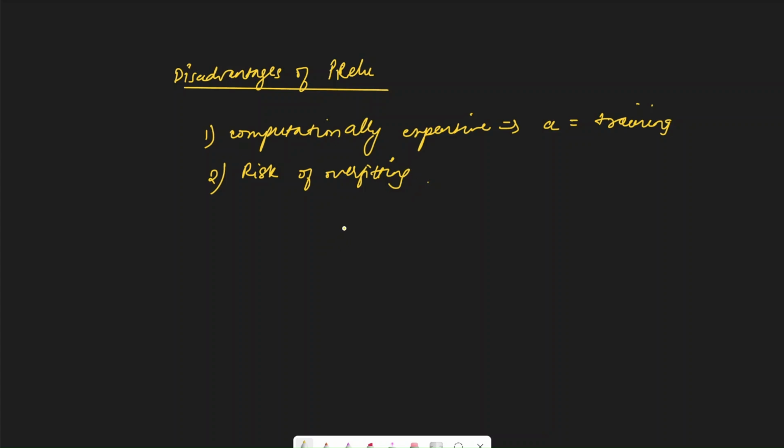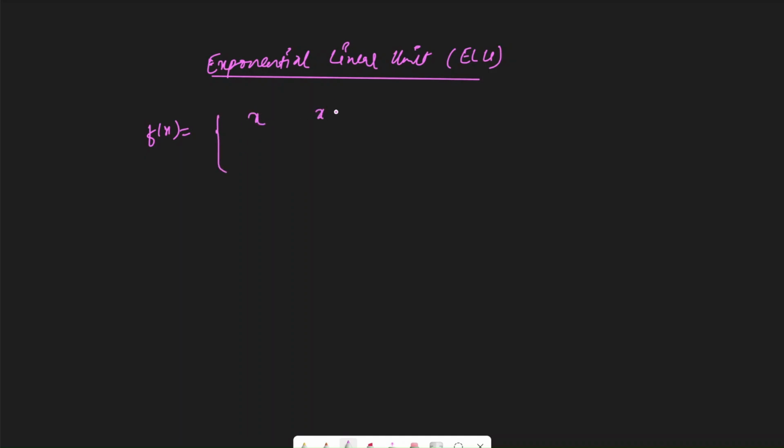So this was all about the PReLU function. Now let us jump next to the ELU function. So ELU stands for exponential linear unit, and this is another variant of the ReLU activation function. So in ELU, our formula is f of x is equal to x when x is greater than or equal to 0, and alpha times (e to the power x minus 1) when x is less than 0. Now this alpha is a constant value. It's not a learnable parameter like it was in parametric ReLU. So this alpha is a constant value.